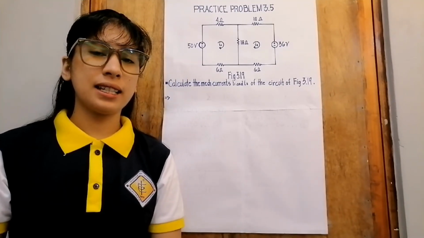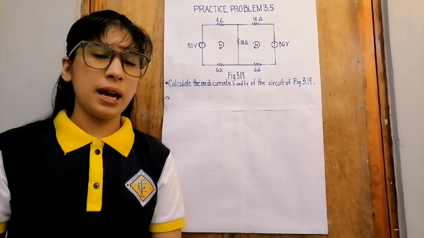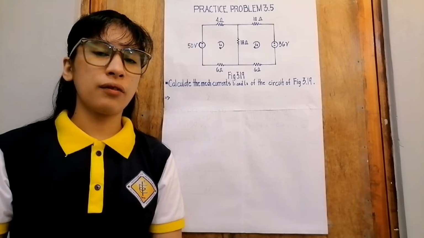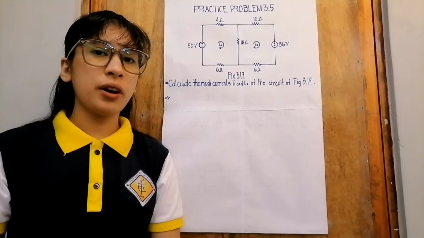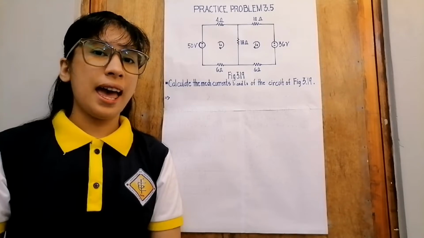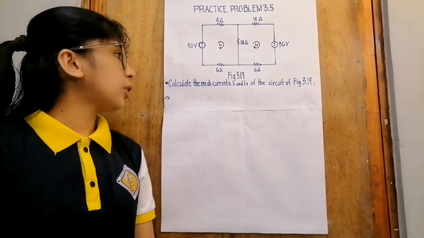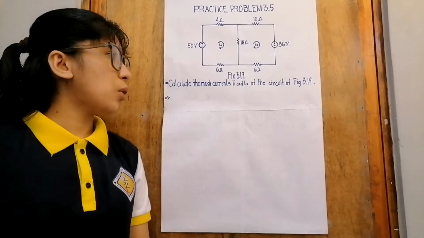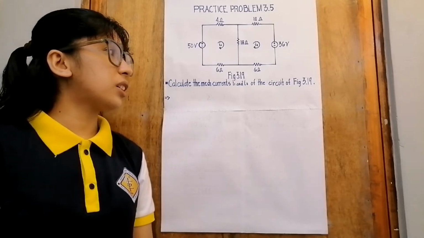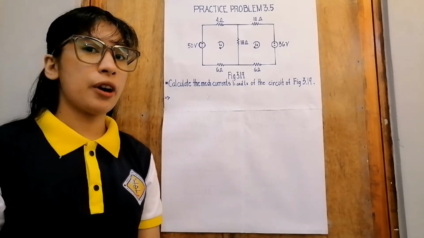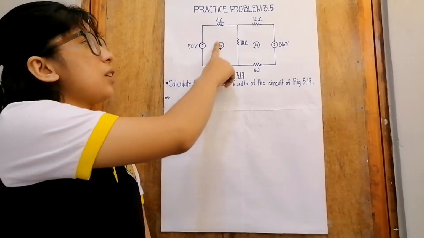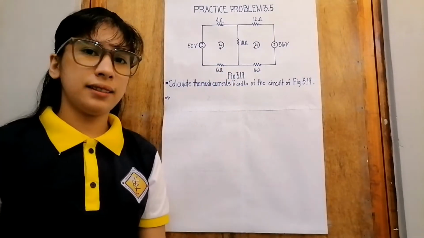from BSEE2B, and today I'm going to show you how to solve a practice problem 3.5 in task 2. And the question is, calculate the mesh currents I1 and I2 of the circuit of figure 3.19. So this is the figure 3.19.